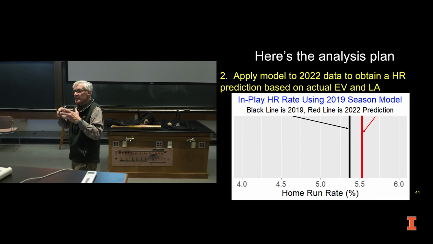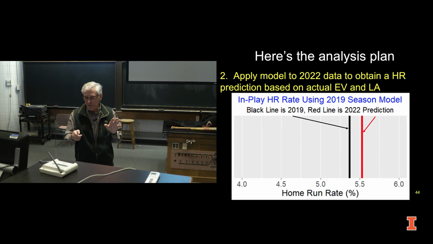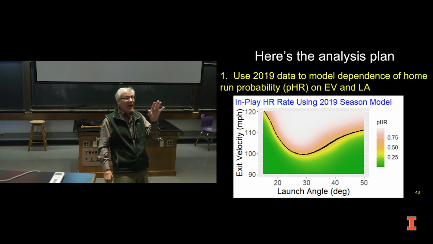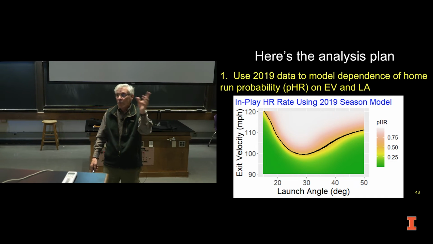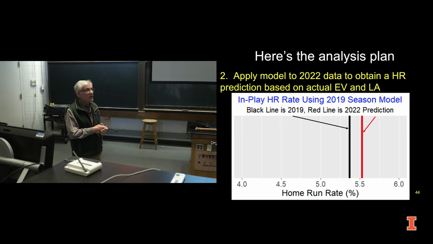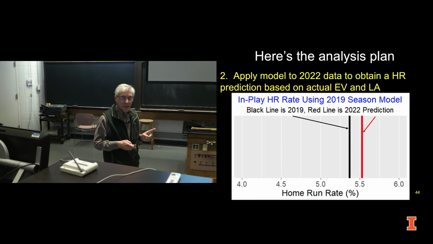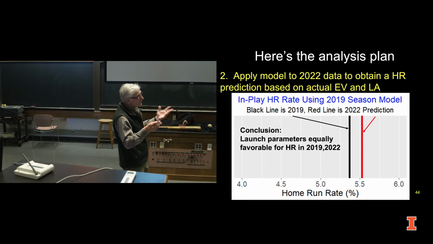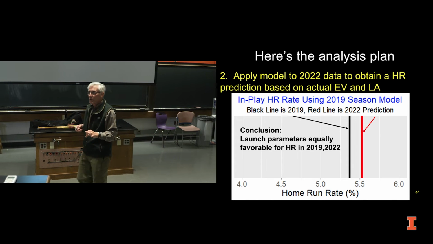In effect, I'm using the same model that I showed you on the previous slide, let me go back to the previous slide. This model can be used to predict the number of home runs if the ball carried the same in 2022 as it did in 2019. So this already takes into account the different launch angle and exit velocities, and you see this is not very different, okay? It's very, very close, the prediction. So the conclusion: the launch parameters were equally favorable, or nearly equally favorable, for hitting a home run in 2019 as they were in 2022.